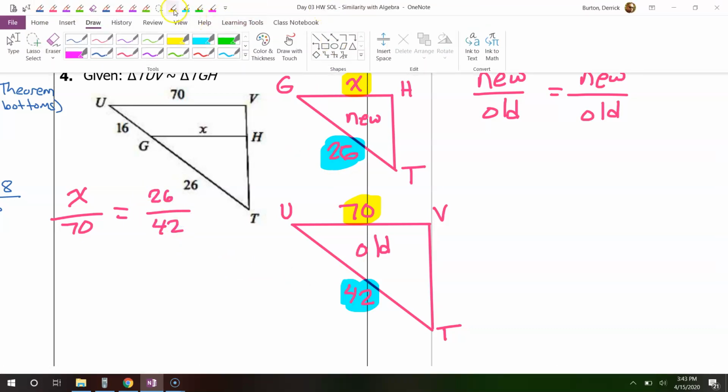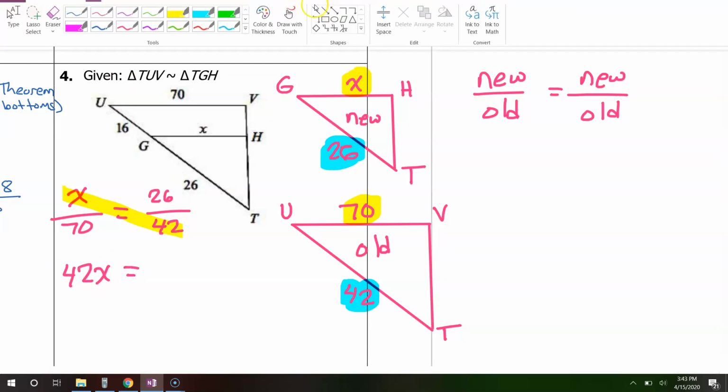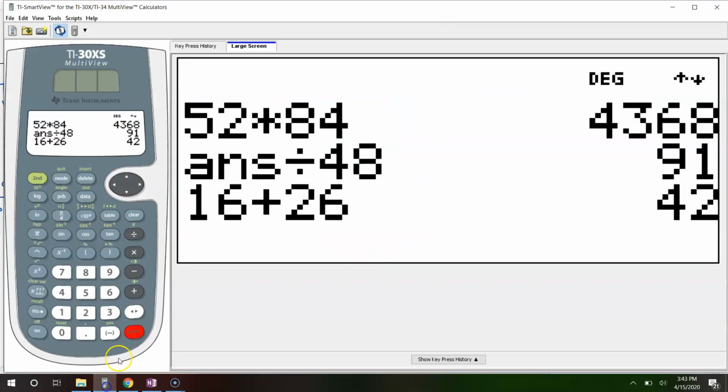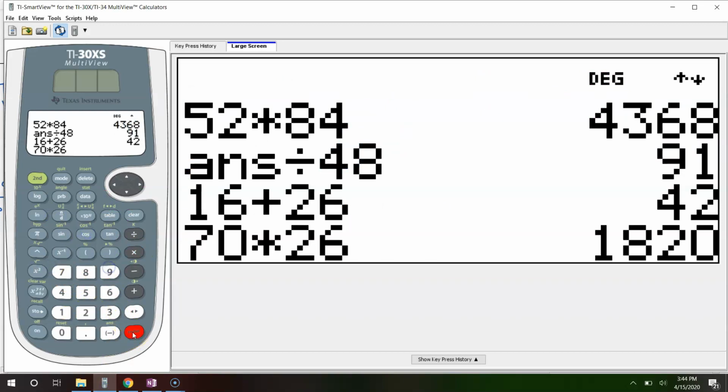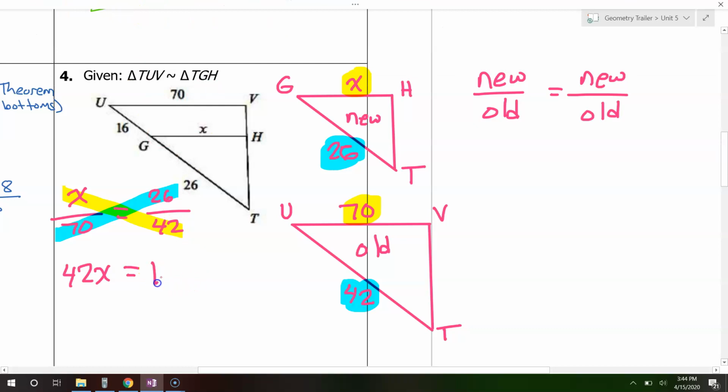Then it's time to cross multiply. So we will multiply the down diagonal, and that will be 42x. And then we will multiply the up diagonal, 70 times 26, 1,820. The last step is to simply divide both sides by 42.